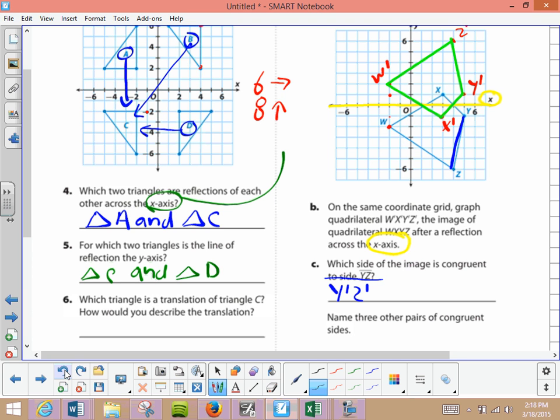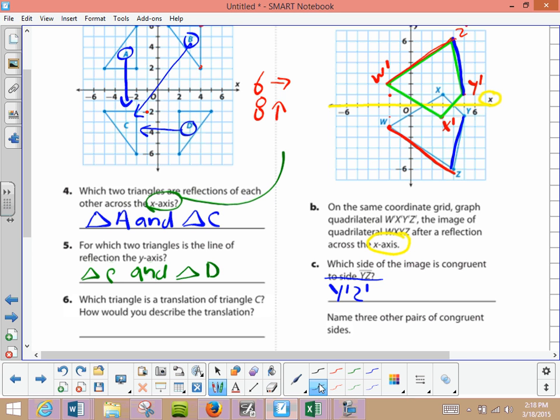So we know that these 2 are congruent. But remember, this is not translation, this is reflection. So which one goes with WZ over here? Which one goes with WZ? WZ prime. It's exactly the same letters, just prime. Because we reflect it, remember that. They maintain the same format. So it should be these right here.